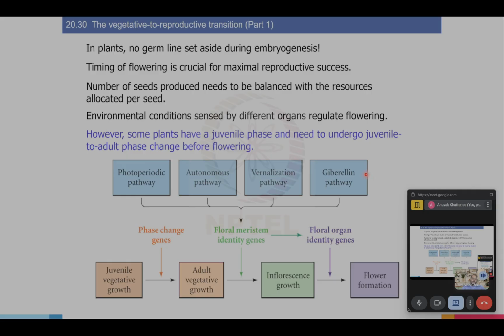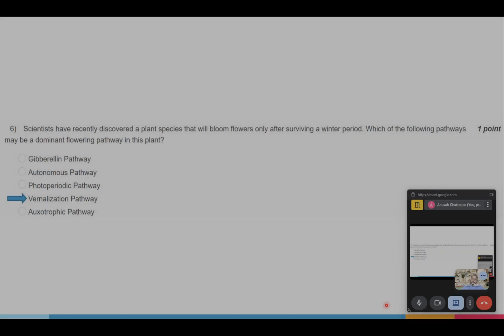And finally, gibberellins again play a role in formation of seeds, or for formation of flowers. So all of these together give rise to floral meristem identity genes, which determine the location where the flowers will be formed, and then the second order of genes, the floral organ identity genes, actually give rise to the flowers, and you have a flower being just there. So this is how the entire pathway works.